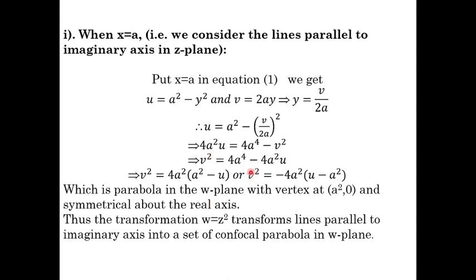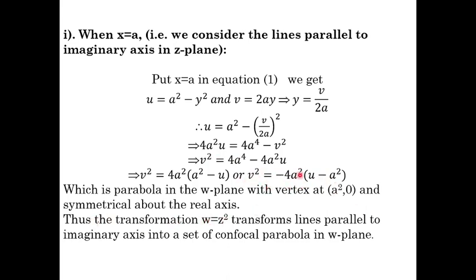Here, what is the vertex? The vertex is (a², 0), because the standard equation is (y − b)² = 4a(x − a), with vertex (a, b). Here the vertex is a² comma 0, and it is symmetrical about the real axis.